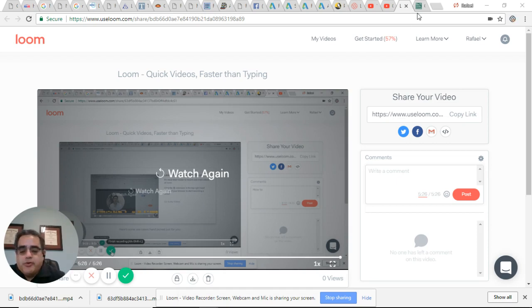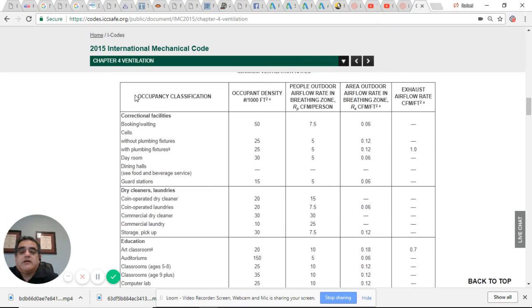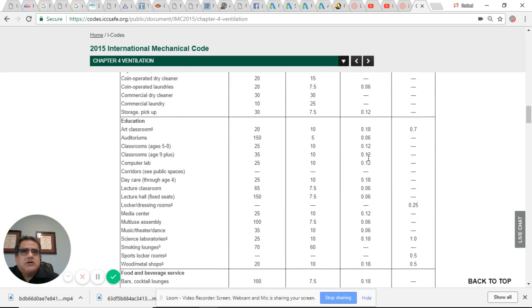Well, there's a book called the International Mechanical Code, which I don't buy, but you can get it online. And if you see here, it classifies the spaces. It tells you the density. This is how many people you can put in there per 1,000 square feet, the first column. How much fresh air you need, that's outside air. How much air you need per person, and then how much air you need per square foot. In some cases, you also need exhaust. Rooms where there's combustion, and places that you don't condition. So that's how we do it.